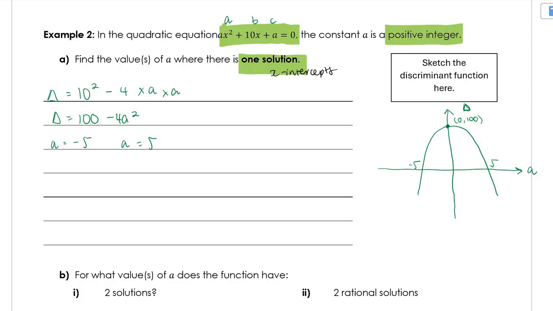But looking at our graph, these are the two solutions we've got. We do have to discount a equals -5 because we want positive integers only. Okay, so that's just something to keep an eye out for with a question like this one.